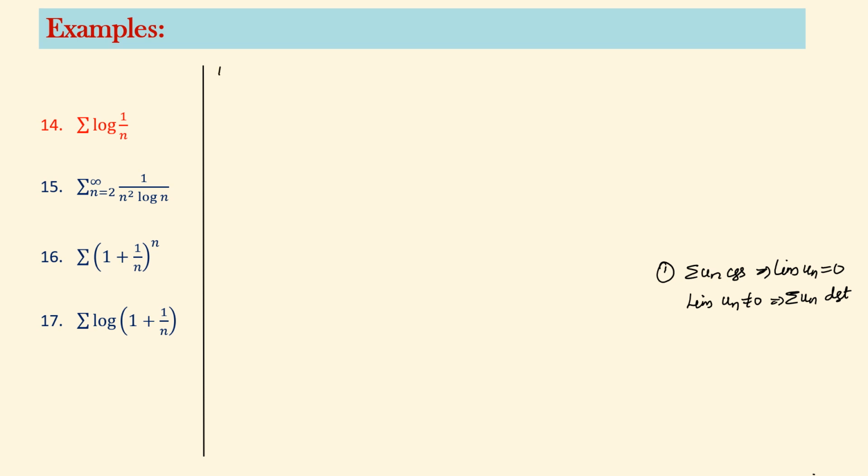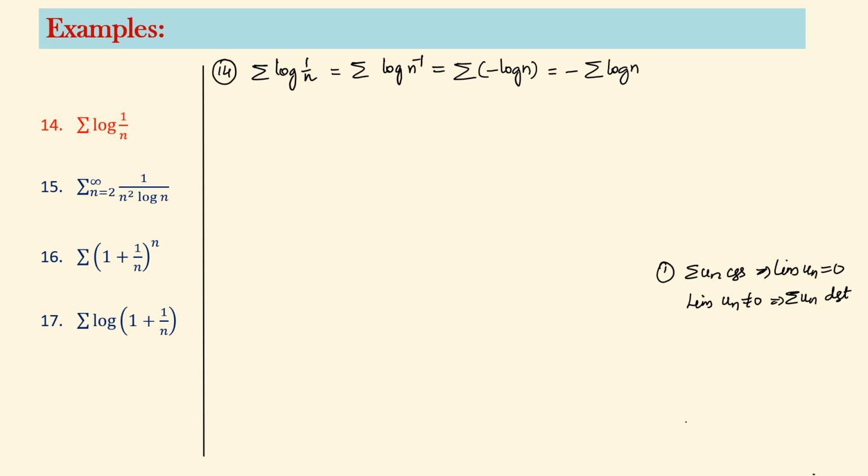So what is question 14? Summation log 1 by n. I can write this as summation log n power minus 1. So minus will come here to the left side of log n. So minus log n. So minus is there to every term. It is involved in every term. So I'll take minus outside and write summation log n. So log n is our un here.